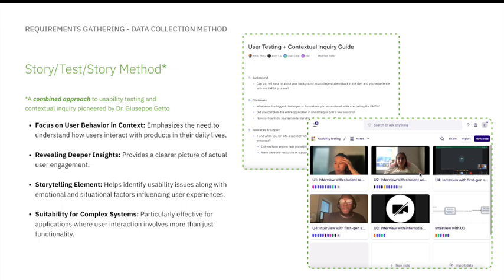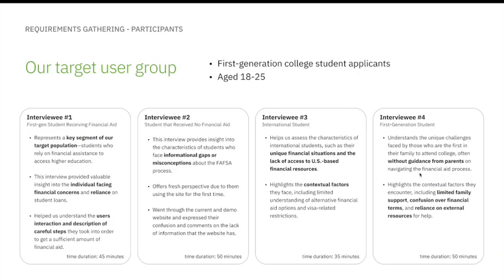For this project, we chose to focus on first-generation college student applicants aged 18 to 25. We engaged with 4 participants, interviewees 1 and 4, who are first-generation students representing a key segment of our target population. Their insights highlighted unique real-life experiences in seeking sufficient financial aid, as well as contextual factors they face, such as limited family support, confusion over financial terms, and reliance on external sources.